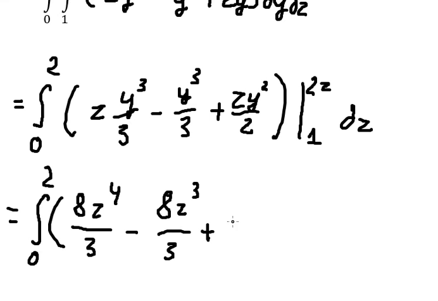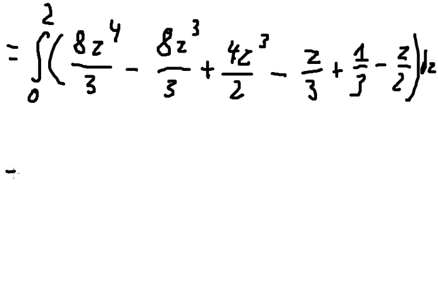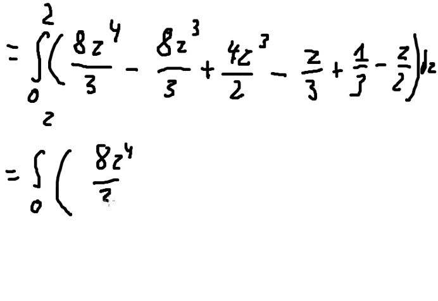This one we have 4z to the power of 3 over 2 minus z over 3 plus 1 over 3 minus z over number 2. Now we need to simplify. This one we have z to the power of 4. I will put in here. This one we have number 3 and number 3. We need to simplify.